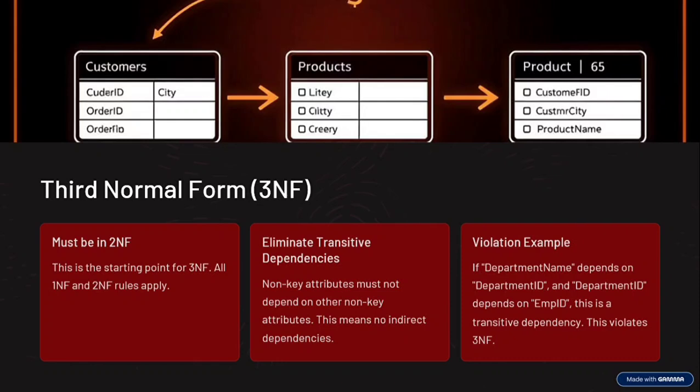Violation example: if department name depends on department ID and department ID depends on employee ID, this is a transitive dependency. This violates 3NF.